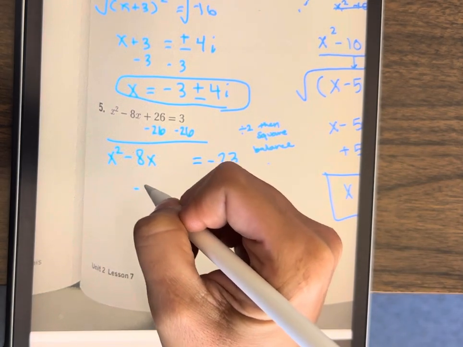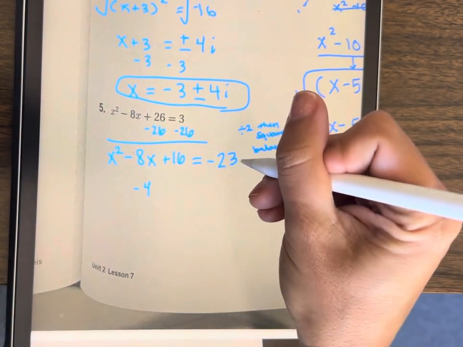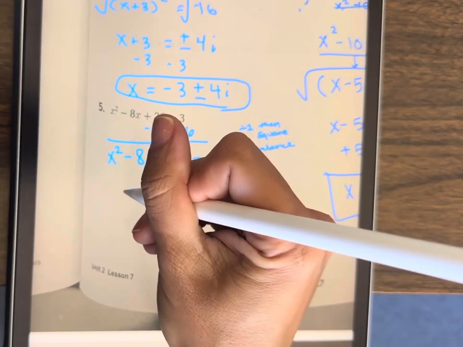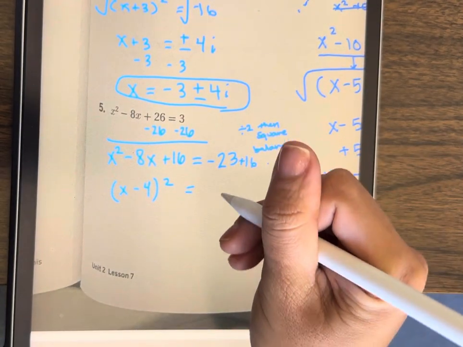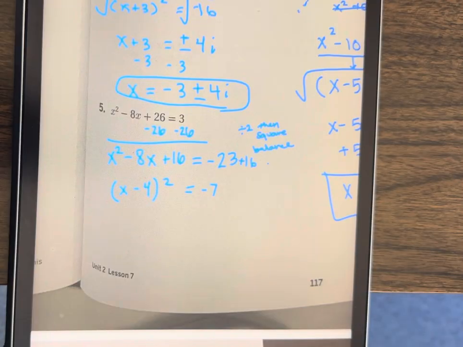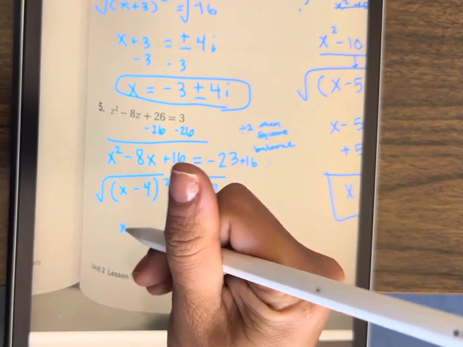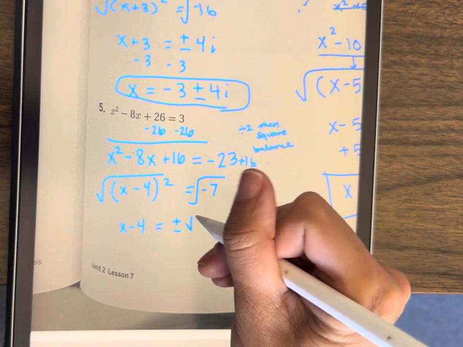So I divide this by 2, I get negative 4. I square it, I get 16. I added it to this side, so I'll add it to that side. And then I simplify. This will factor to just be that. And then this right here is negative 7, negative 23 plus 16. Feel free to use a calculator. Okay, and then now we square root both sides, and I get x minus 4 equals plus or minus rad 7.